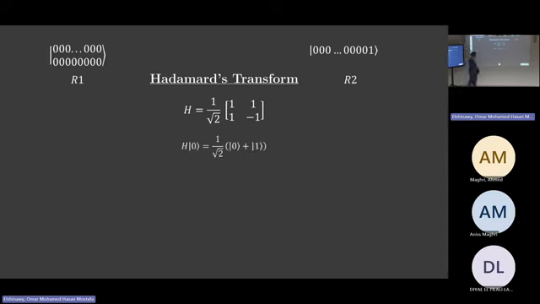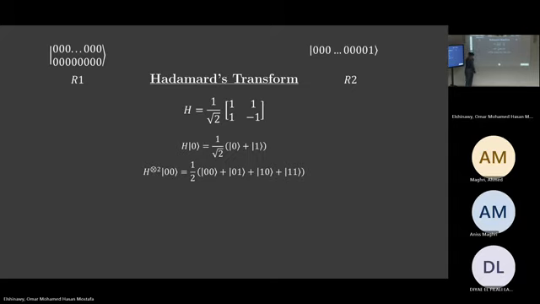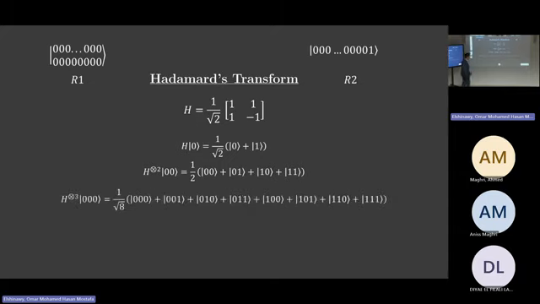Applied on a zero state, we would have 1 over square root of 2 times 0 plus 1. If you apply it on a zero state with 2 qubits, we would have 1/2 times 00 plus 01 plus 10 plus 11. If we apply it on a zero state made by 3 qubits, we would have 1 over square root of 8 times 000 plus 001 all the way up to 111. You actually notice some pattern, no?